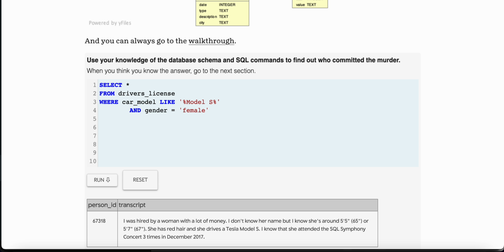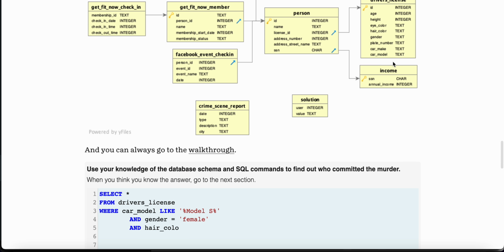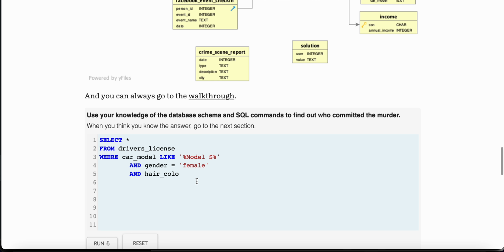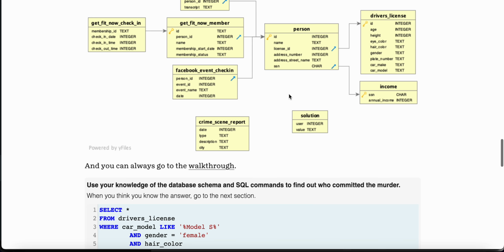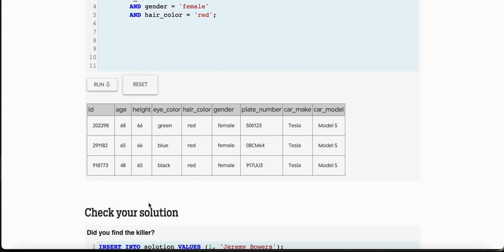Okay. And she's said to have red hair. How is the color spelled? Okay, color is American color spelling, not British. Red. Okay, since we have all that information, let's see. Oh, so there are 3 people here that have red hair, that are female, that their car model is Tesla, and this is their ID.